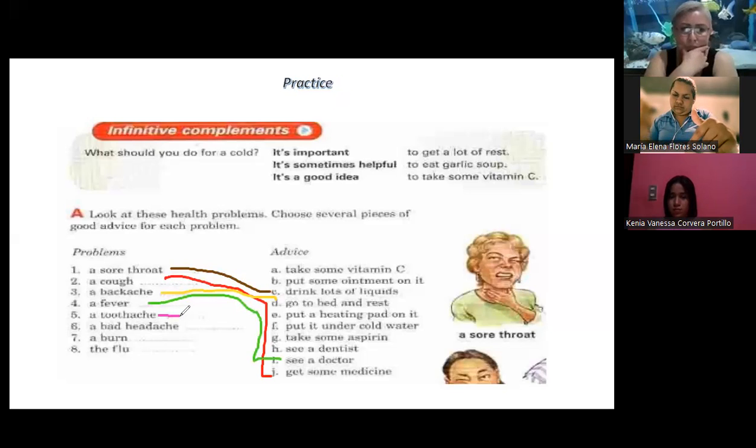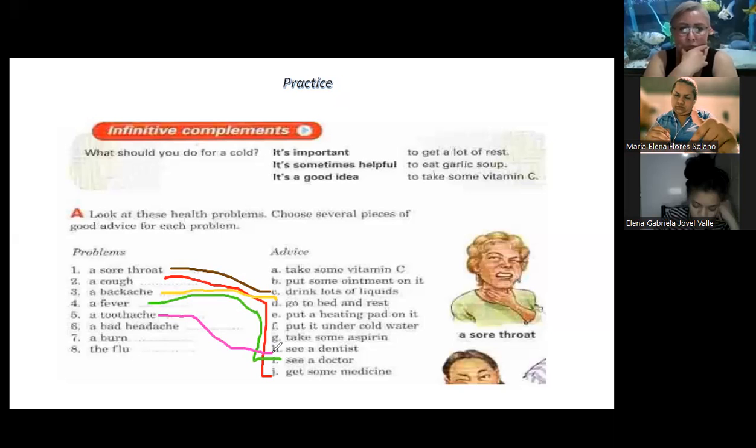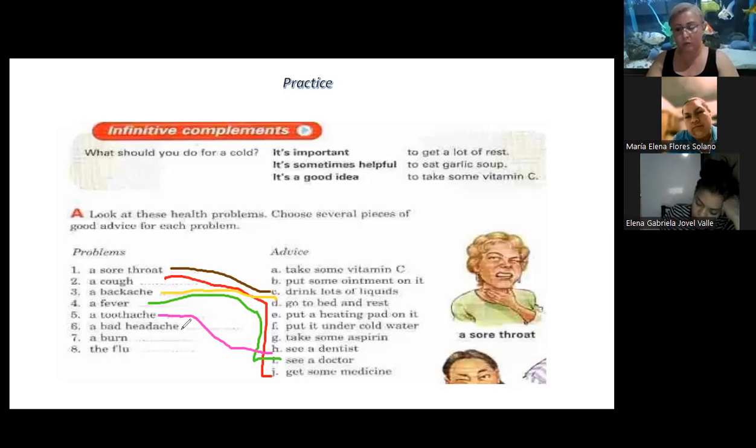What about a toothache? See a dentist. Do you like to go to the dentist? It's not a problem going to the dentist? Or don't you like to go? It's because some people don't like to go to the dentist. They say, no, I don't want to go to the dentist. I don't feel good. So they are like that.